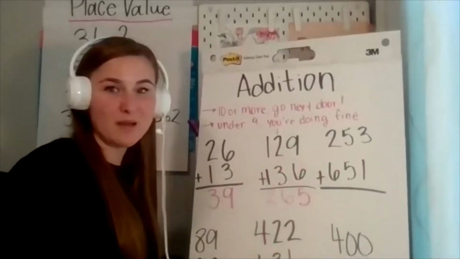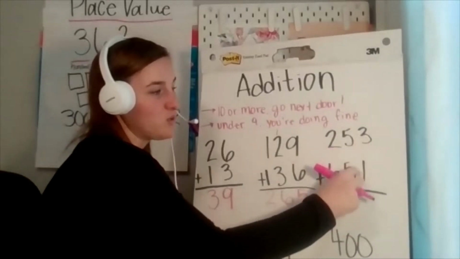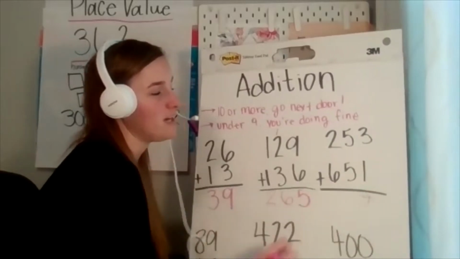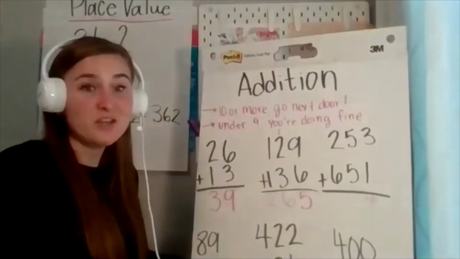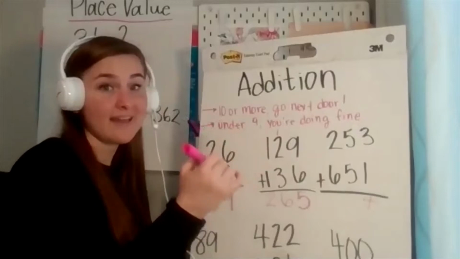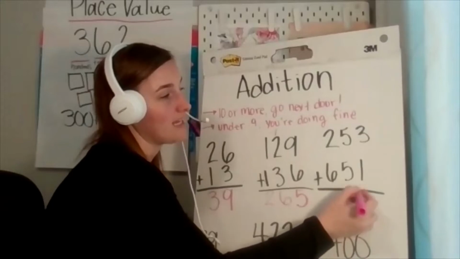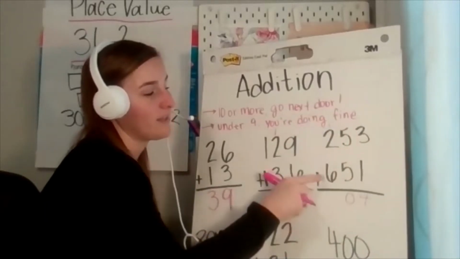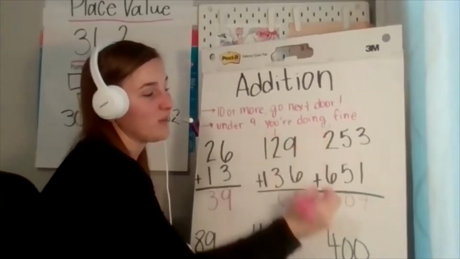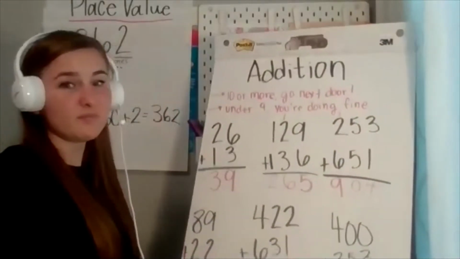Okay, our last problem is 253 plus 651. So 3 plus 1 is 4. If it's under 9, we're doing fine, so I'm just going to write my 4 and move along. 5 plus 5 is 10. So it's more than 9, so 10 or more, so we're going to go next door. So if I have the number 10, a 1 and a 0, there's a 0 in the ones place. So I put a 0, and then I carry the 1 next door. 6 plus 2 is 8. 8 plus 1 is 9. So 904. Okay, second grade.